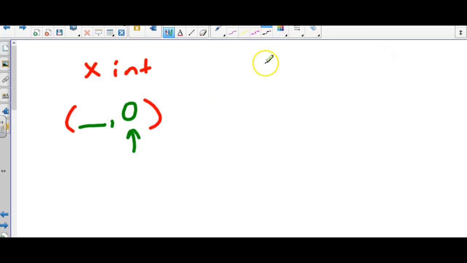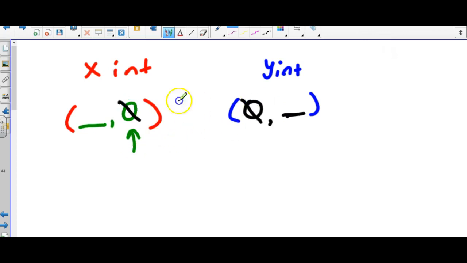For your y-intercept, this is a fact. One thing we know will never change is we have to find our y value. Your x value is always 0. These two things will never change. X-intercept, your y is always 0. Y-intercept, your x is always 0. And the reason being is, think about it.